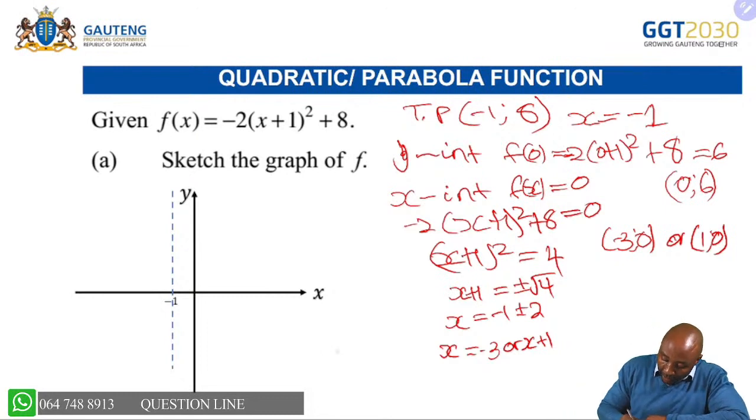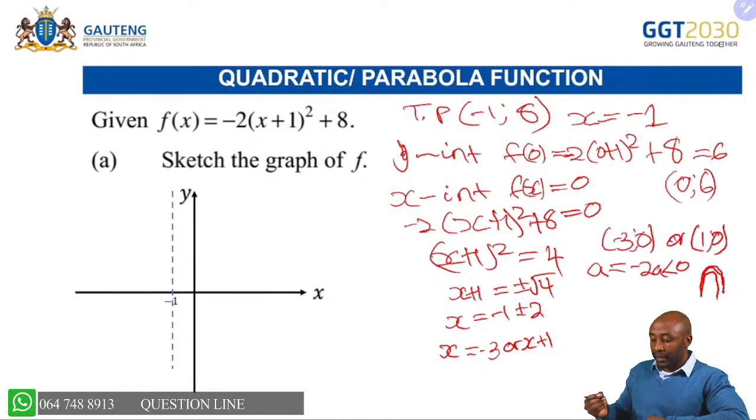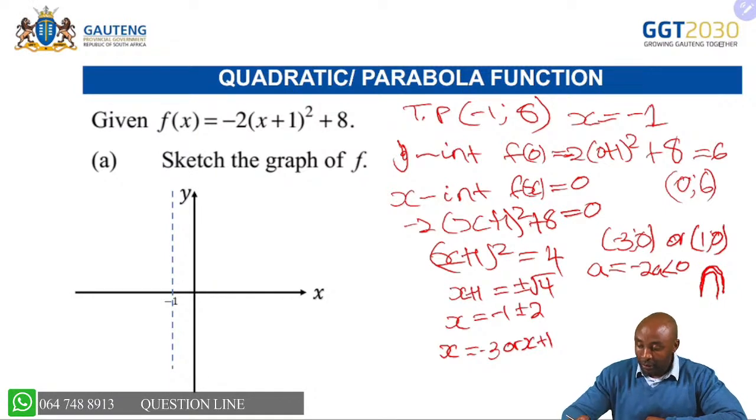If you check, our A is given as -2, and we know that -2 is less than 0. So our A is less than 0, therefore our graph is going to be concave down like that. So we get the shape. So we indicate our turning point. It will be -1 and 8.